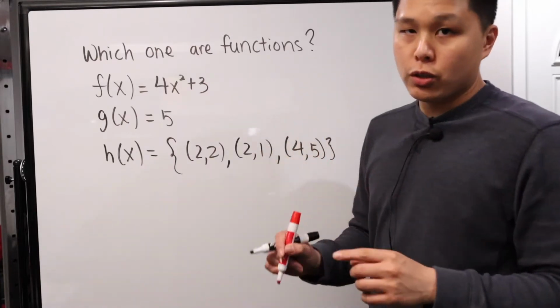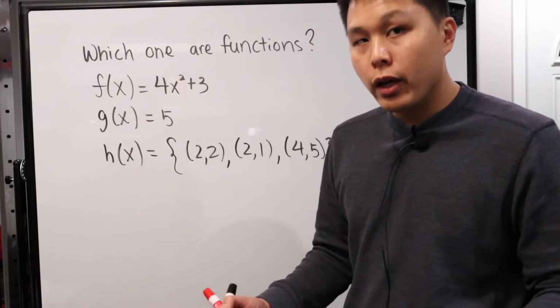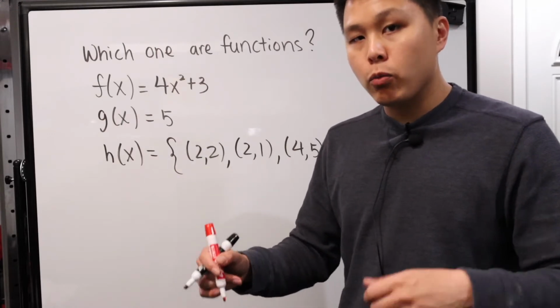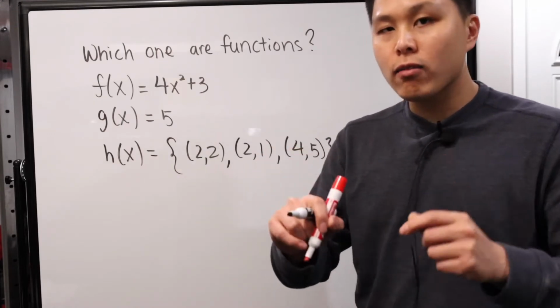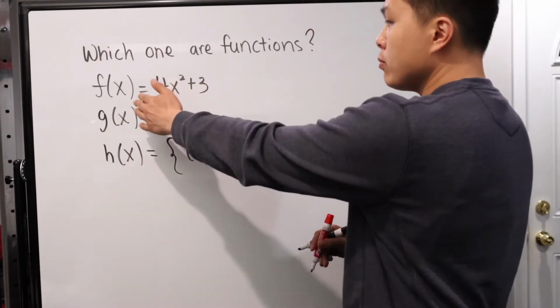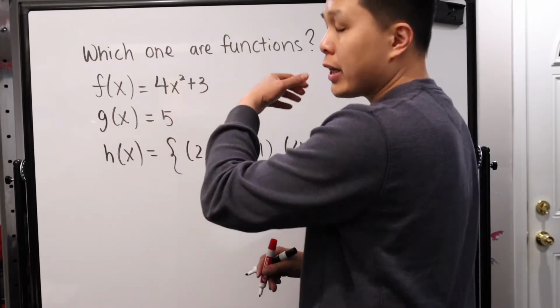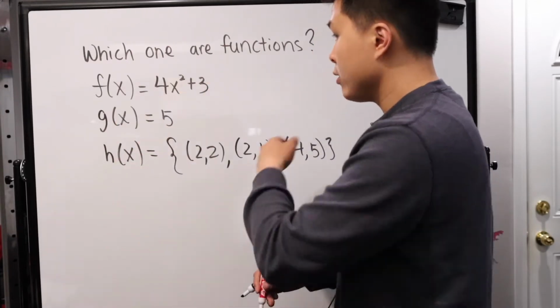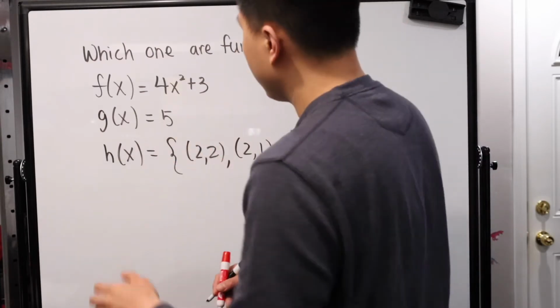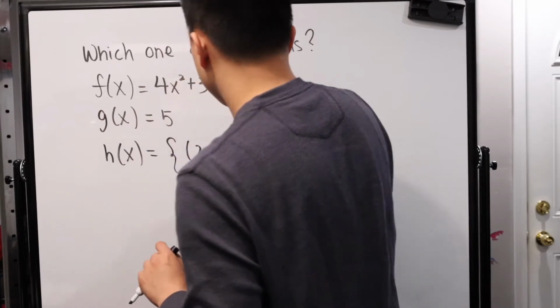The concept or the key of a function is that for every input, there's exactly one output. It might end up being the same output with different inputs, but you can't have one input produce multiple outputs. So for this one, it's fairly simple. Every time you put in x, which is plugged in right here, you get exactly one number, right? There's no ifs, ands, or buts. That's exactly one number. So this, by definition, is a function, right?